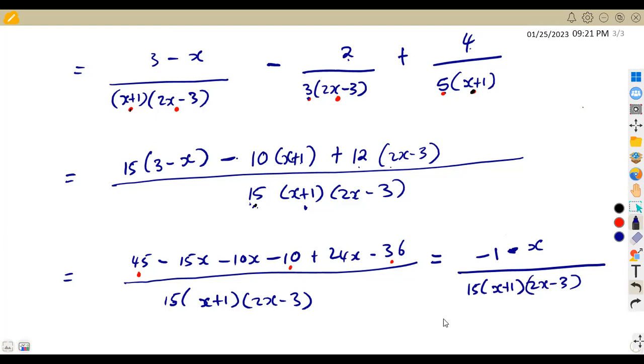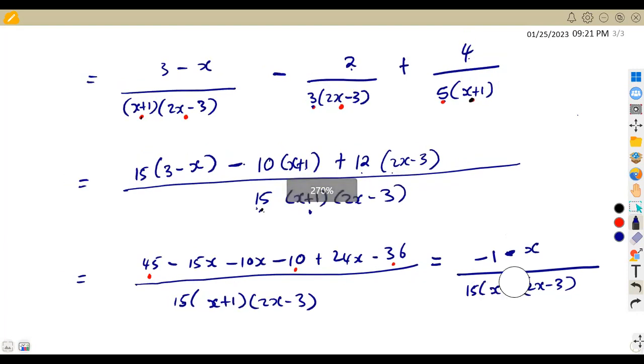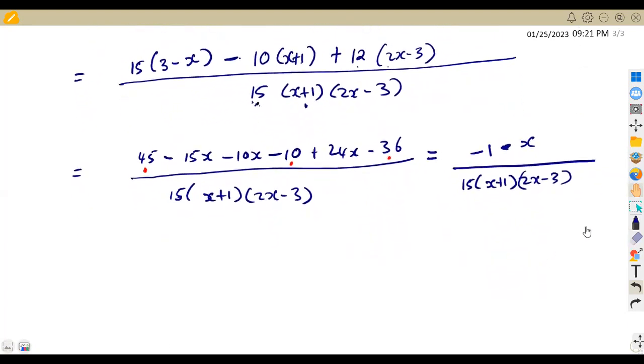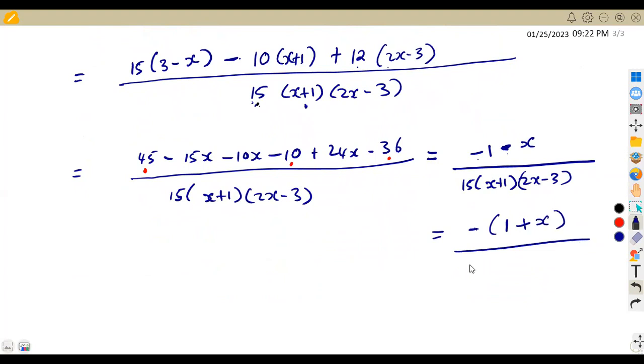If you're looking at this, you'll be saying, I'm done simplifying this question. No, don't tell yourself that, until the numerator is simplified. So what am I trying to say? Try to simplify the numerator to the last extent that you can in your calculations. So what can we simplify? We can see that negative is common, so you can factor out minus 1. If we factor out minus 1, negative divided by negative is a positive, so negative x divided by negative is a positive x. Everything over the denominator, which is 15 into x plus 1 into 2x minus 3.